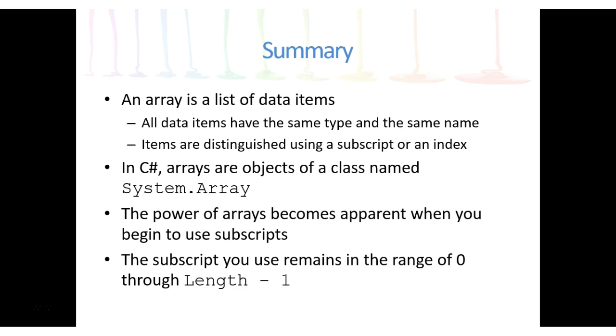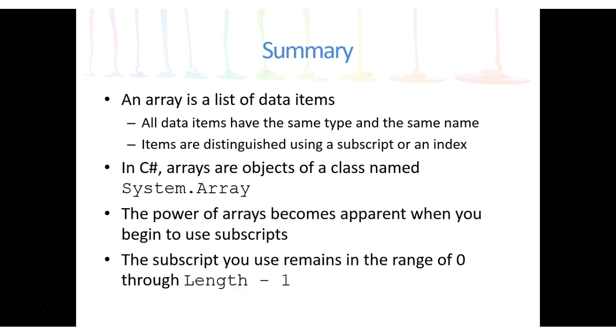In this lesson, you learned that an array is a list of data items. All of the data items have to have the same data type, and they're all going to be referenced by the same name. But the only thing that distinguishes them is their subscript or their index. In C#, arrays are objects of a class named System.Array, which means that we have a lot of functions that we can perform on them that are built into the system. You can use the arrays to start using the subscripts, and it allows us to do loops to be able to perform functions on the array.